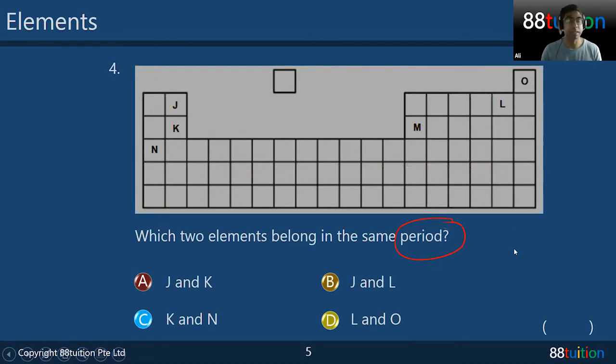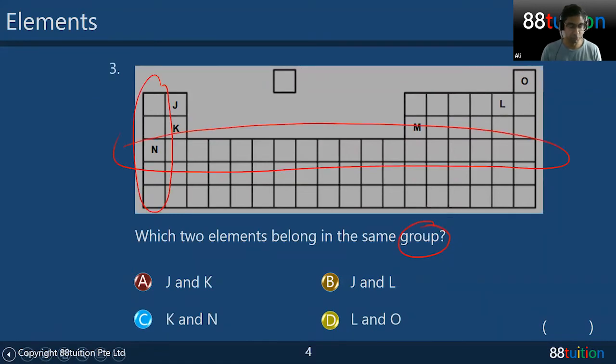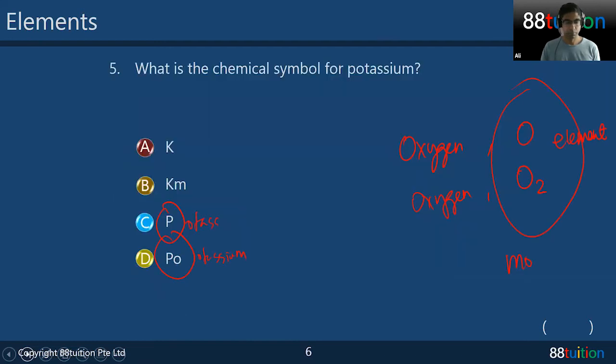Which two elements belong in the same period? So period and group, there are only 2 terms. You need to know what is period, what is group. This is question 4. If you see question 3, it's asking you which 2 elements belong in the same group. Okay, what's the chemical symbol for potassium?